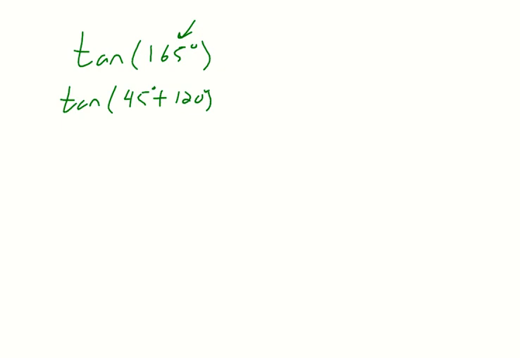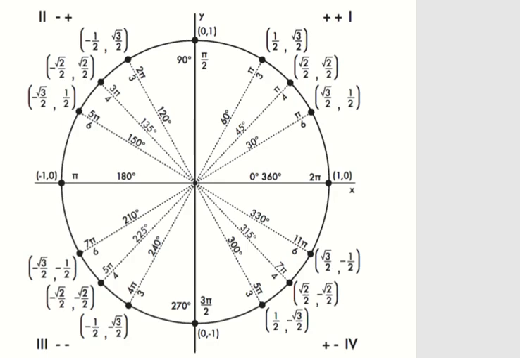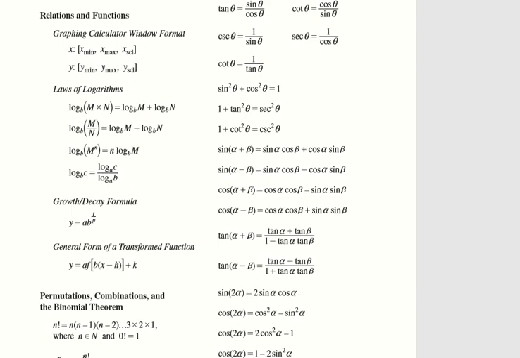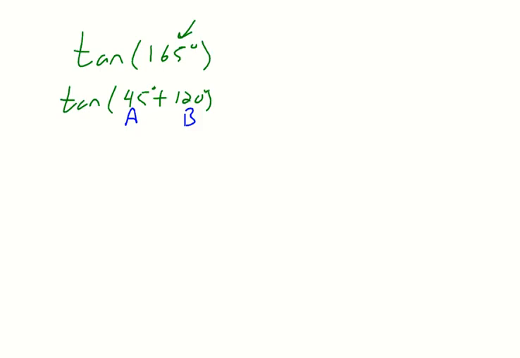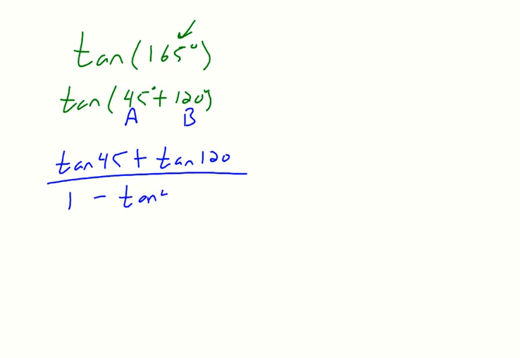Okay, and then again, I need to rewrite it in the proper form here. So we'll call this A and that B. And then again to my formula sheet, so it's tan of A plus B, that's this one. So if I'm writing that one out, it's going to be tan 45 plus tan 120, divided by 1 minus tan 45 times tan 120.